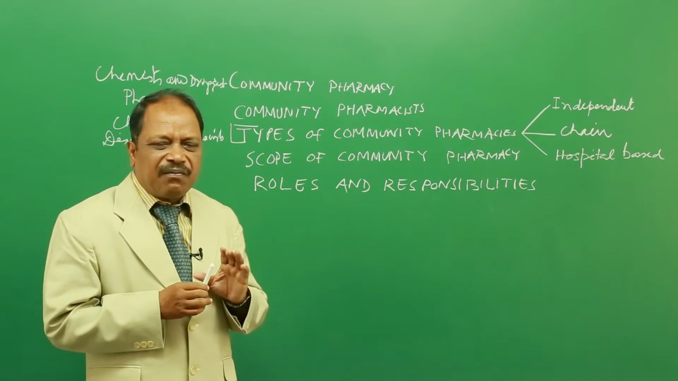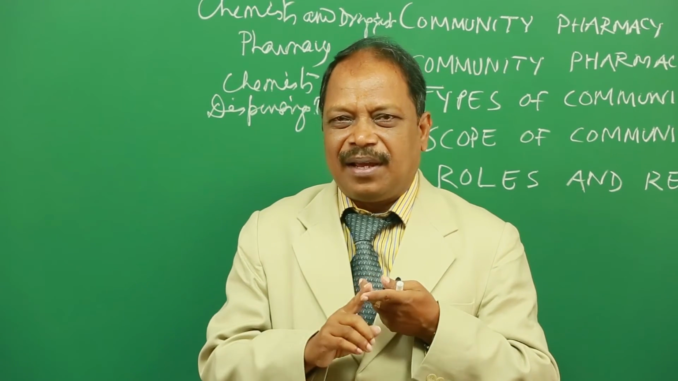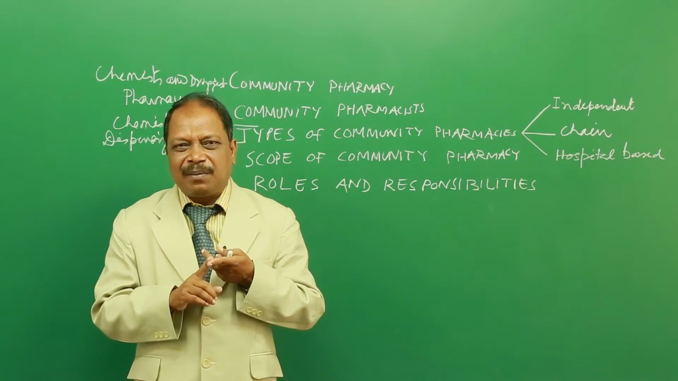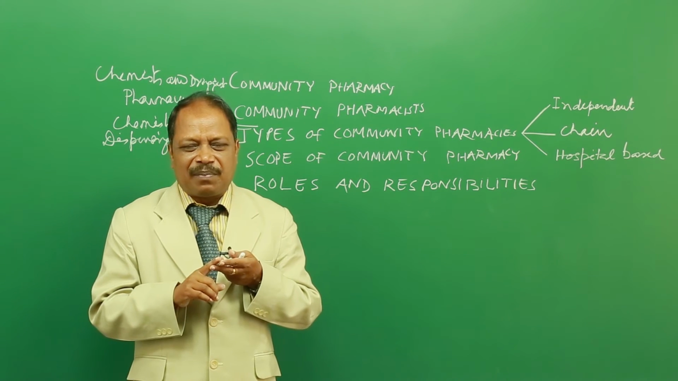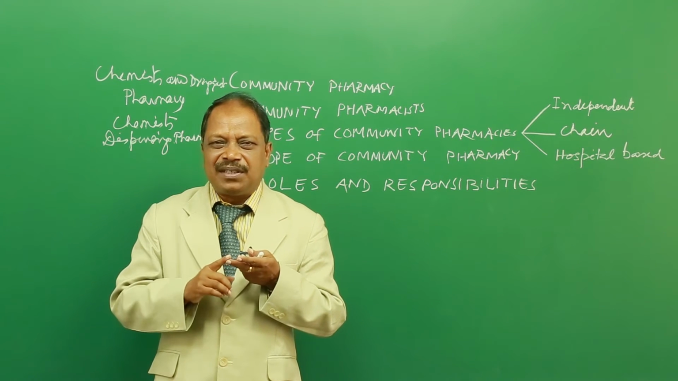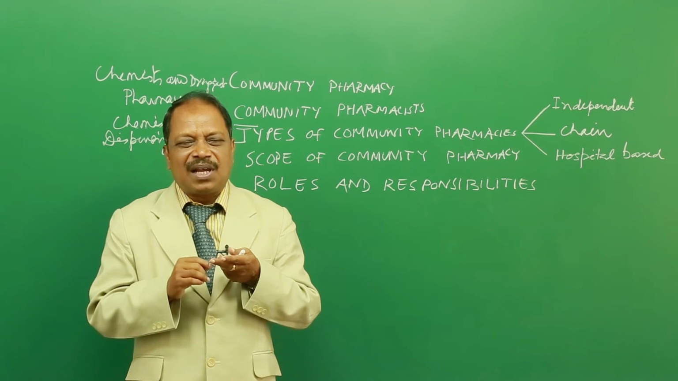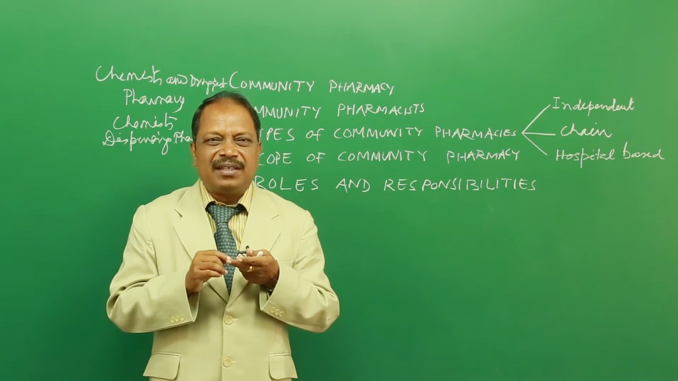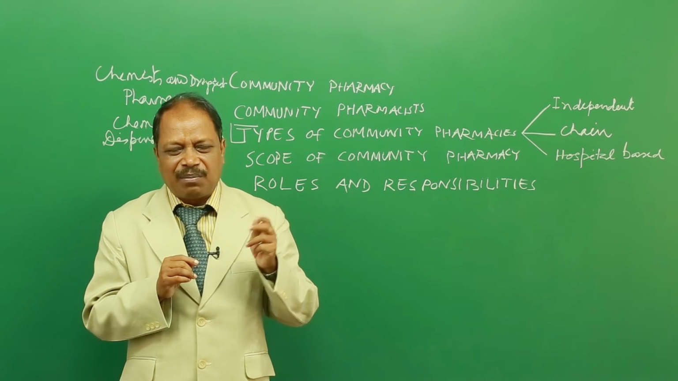So in independent pharmacy, we have two categories. In the first type, the proprietor is a different person and the pharmacist working in the pharmacy is a different person. In the second type of independent pharmacy, the pharmacy is owned by a pharmacist and the pharmacist himself or herself is working in the pharmacy serving the people in the community. So we have two types of pharmacy.